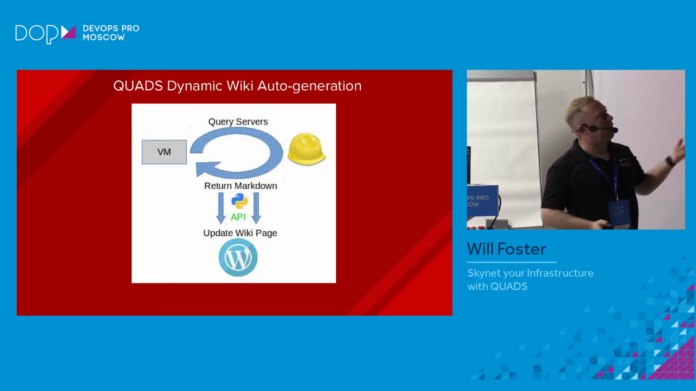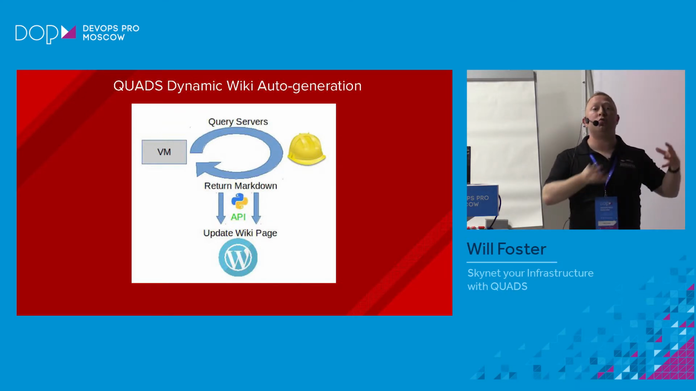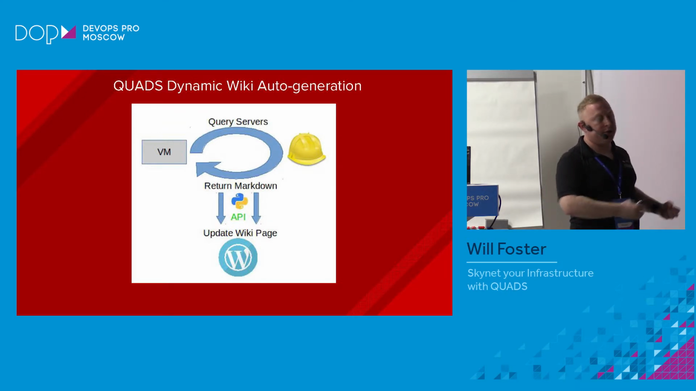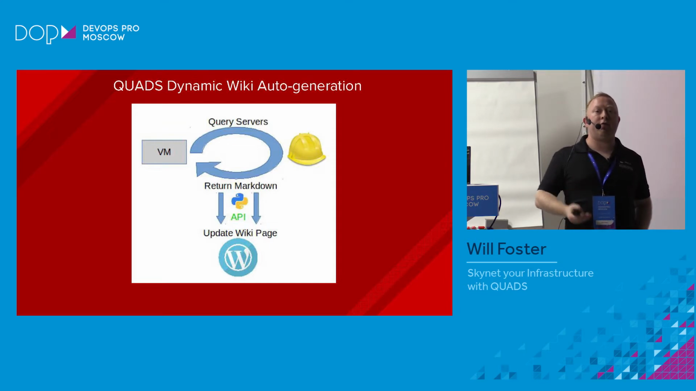We basically query our two sources of information. We query Foreman, which is sort of this central inventory point that the servers are provisioned out of. It controls the DNS. It knows about certain bare metal aspects of the hardware. And we query QUADS because it knows where the hardware is supposed to be and who owns it. We munge that information together into Markdown, and then we use a Python API to push it up to a Wiki page. And then this gets updated every minute.